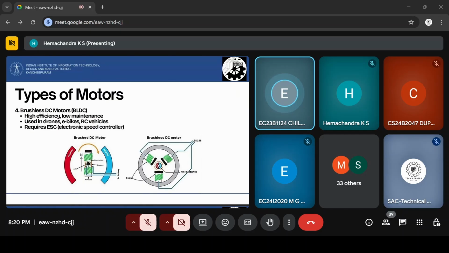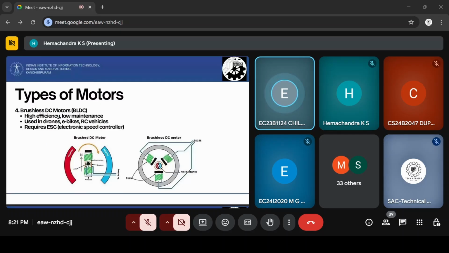The ESC uses sensors like Hall effect sensors or sensorless techniques to detect the rotor's position and time the coil activation. So the ESC ensures smooth and efficient rotation in a BLDC motor. This design reduces friction and wear compared to DC motors. And coming to the key characteristics of the BLDC motor, it is highly efficient due to reduced energy losses because there are no brushes present here, and it requires low maintenance.